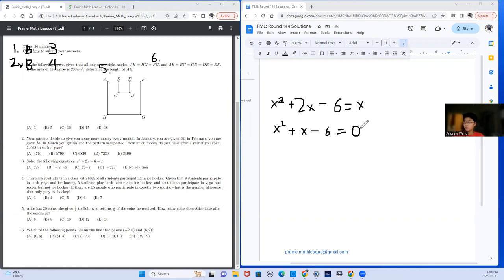So now let's try and ignore the right side and just focus on the left side for a bit. So right now, left side is x squared plus x minus 6. And we can factor this into two binomials. And it would be x minus 2 times x plus 3 equals 0.